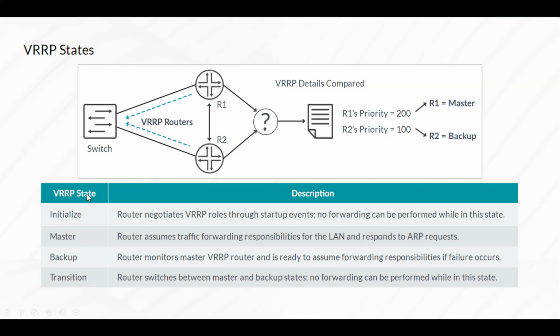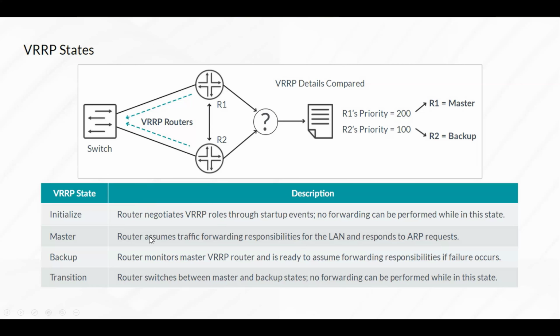So these are the VRRP states when you configure VRRP in these two routers, router 1 and router 2. The first state is the initialize state. In the initialize state, the router negotiates the VRRP roles through startup events. No forwarding can be performed while in this state. This is the initial state, when you just configure VRRP in this router.